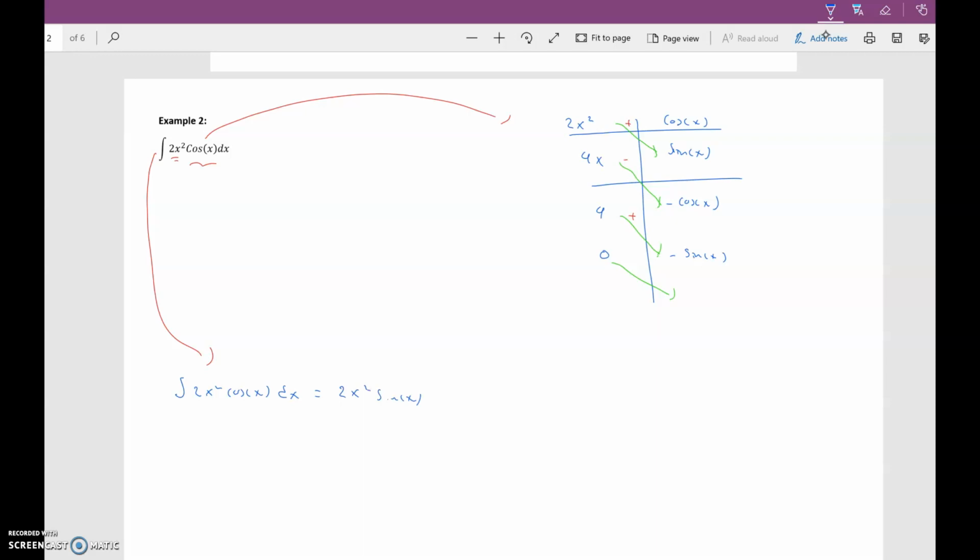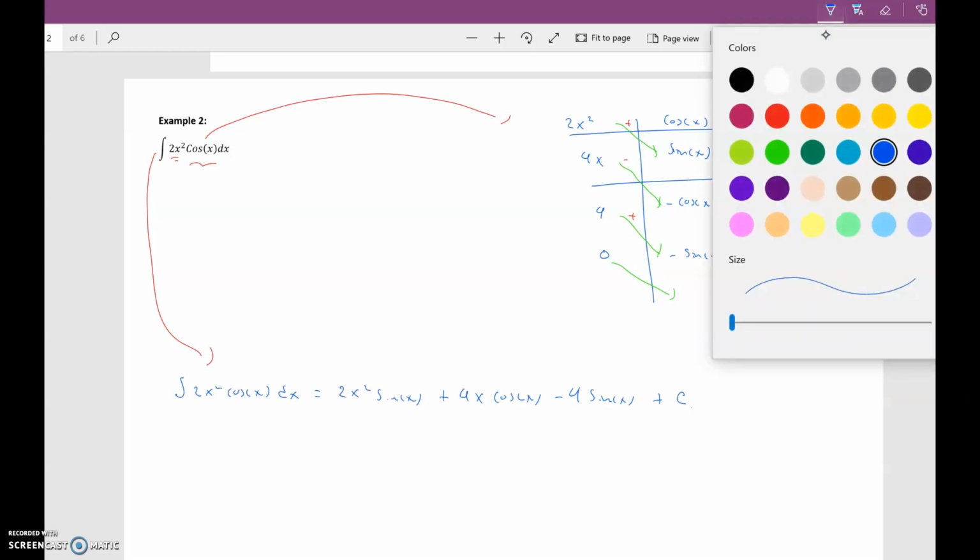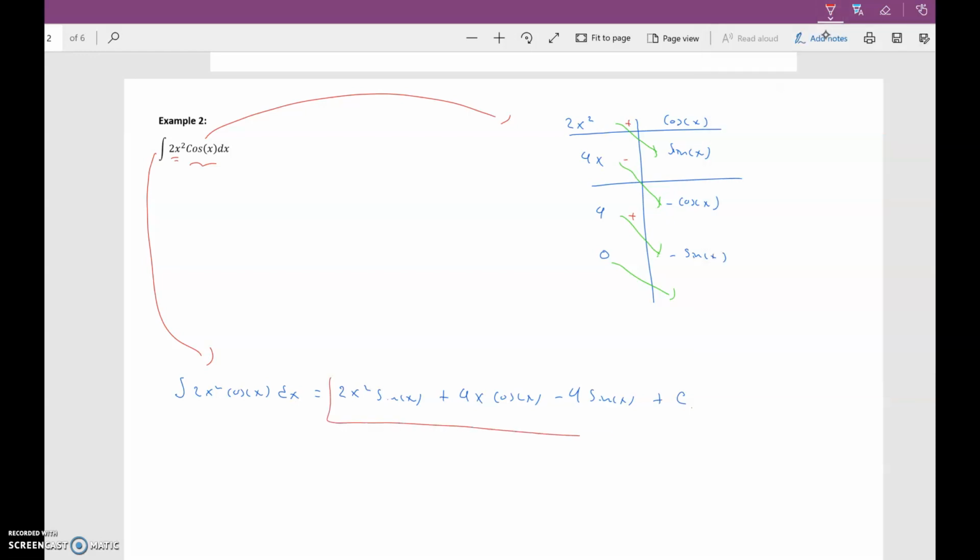And then technically it was a minus, but a minus and a minus is going to be a plus. Plus a 4x cosine of x. And then plus the minus of these two because of this minus. So minus a 4 sine of x. The next one is going to actually zero out, plus the constant of integration. In this case, this happens to be our final answer. Our answer is just actually a little bit long. But that would be it for this one.